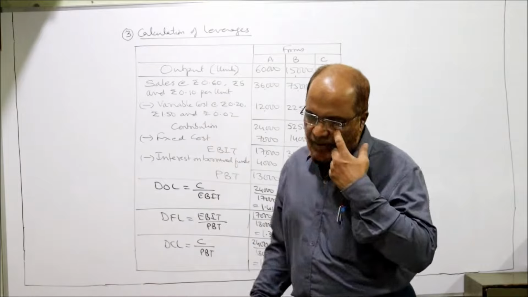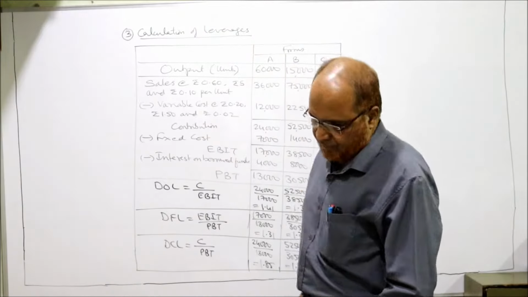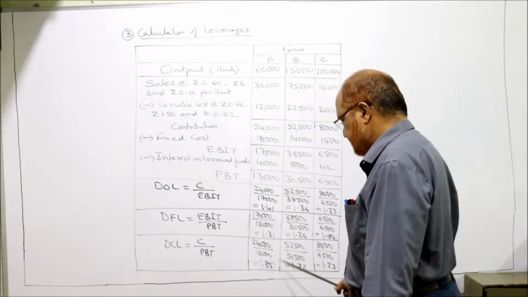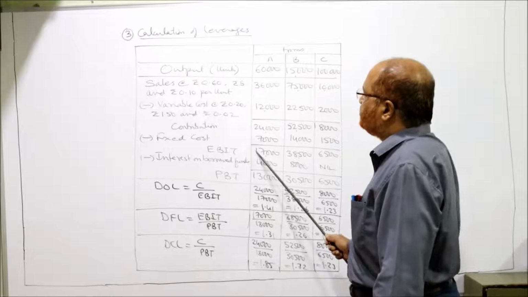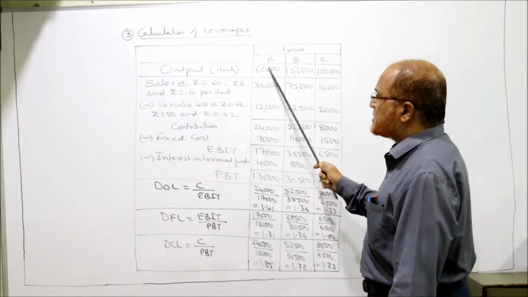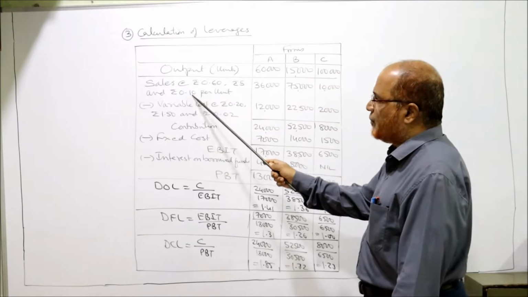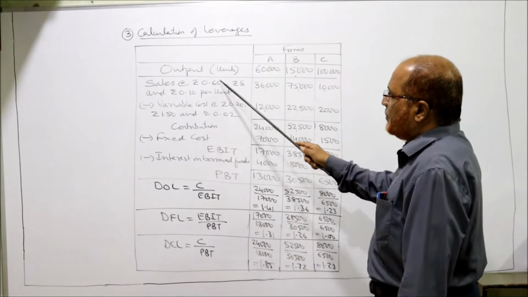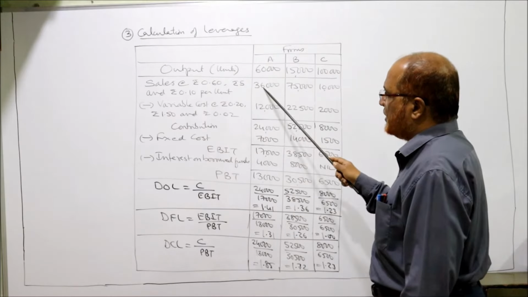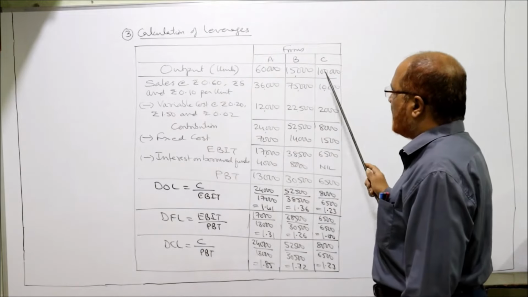Now we are required to give the interpretation: 1.41, 1.36, and 1.23; 1.31, 1.26, and 1. Now see, three firms are given: A firm, B firm, C firm. Output is given. Selling price per unit is given: 0.6, 5, and 0.1. Multiply 0.6 into 30,000, 36. 0.6 into 60,000, 36. 5 into 15,000, 75. 0.1 into 1 lakh, 10,000.